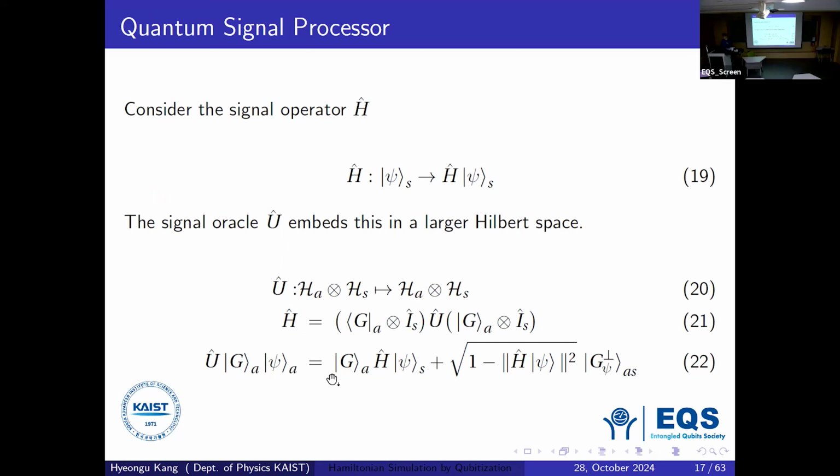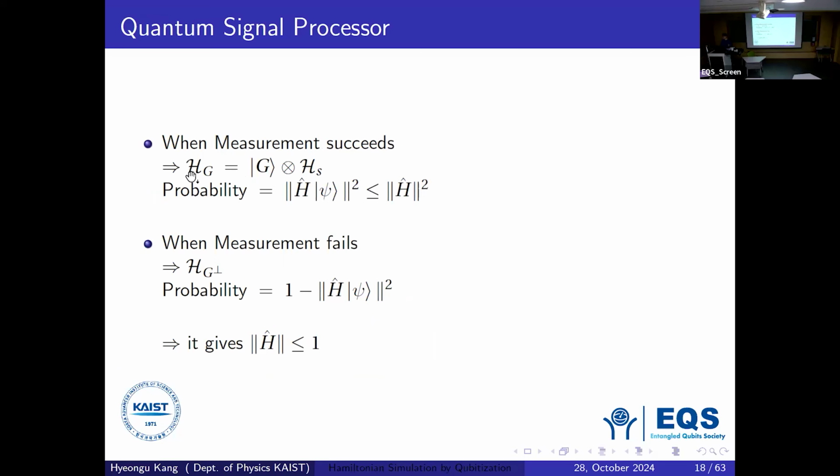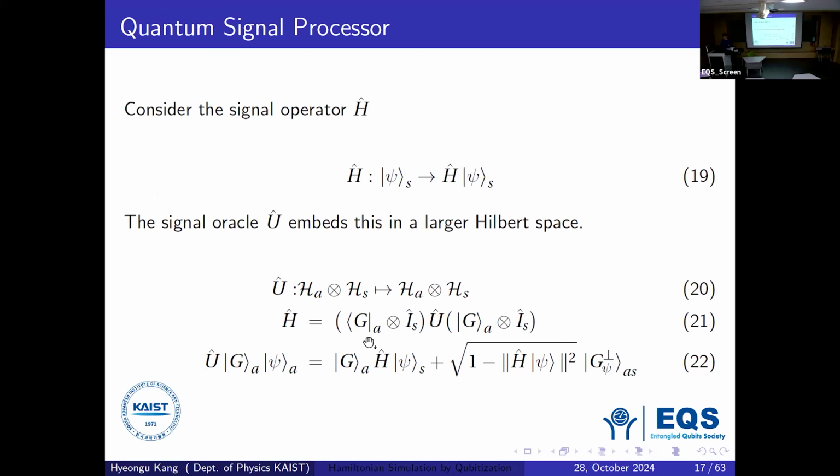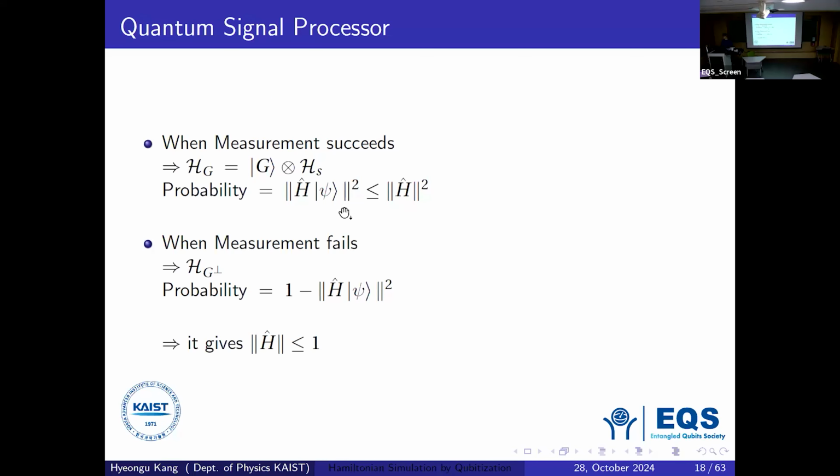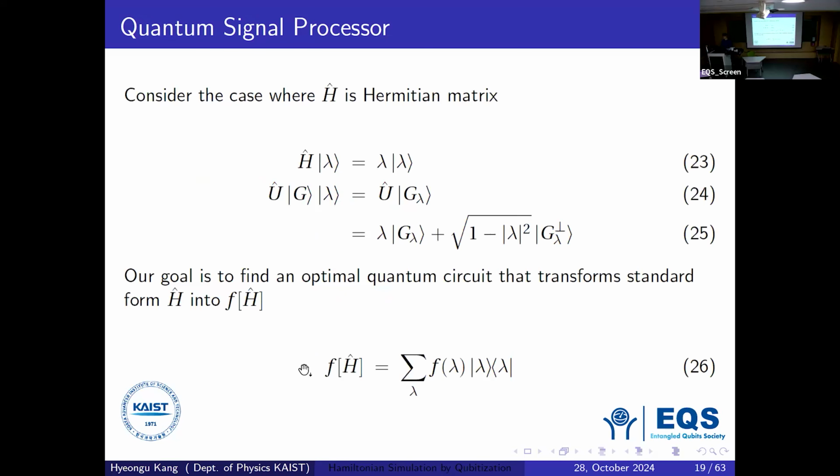So if we measure it correctly, then we get HG, this one, and the probability is this one, as you can see. So naturally, this is a kind of probability, so it cannot exceed 1. So it gives some kind of confinement for this.